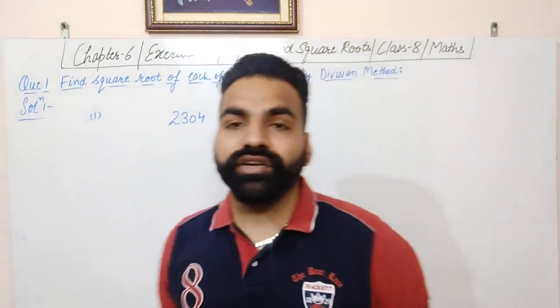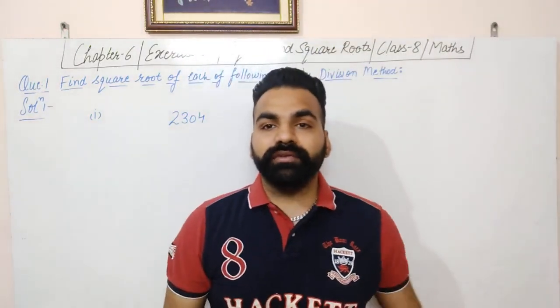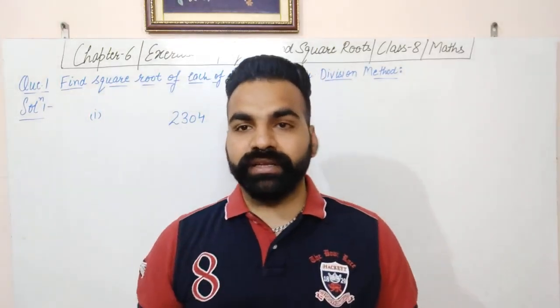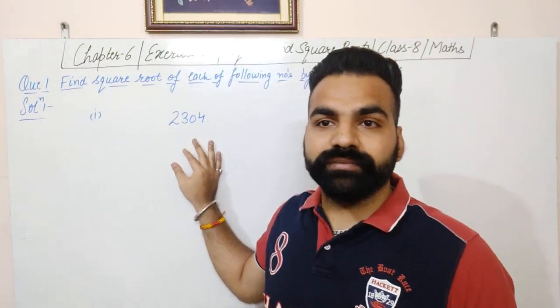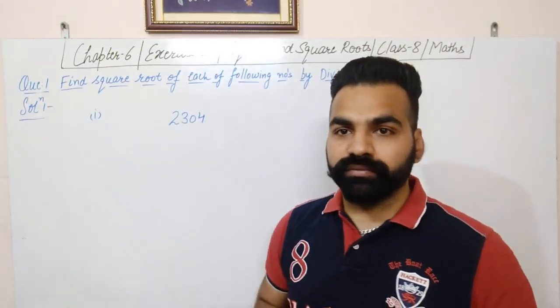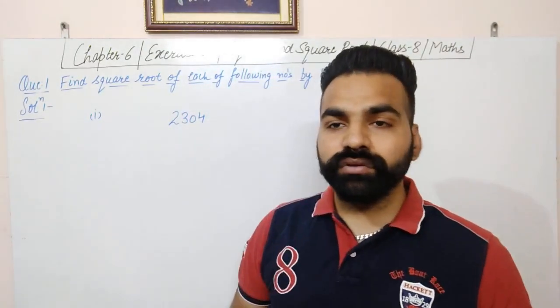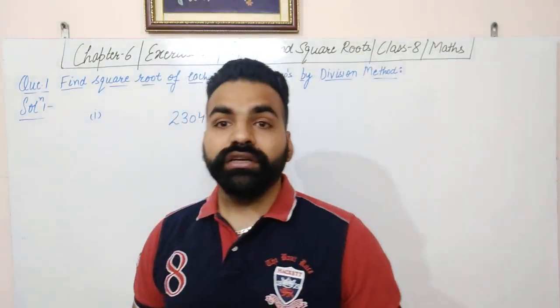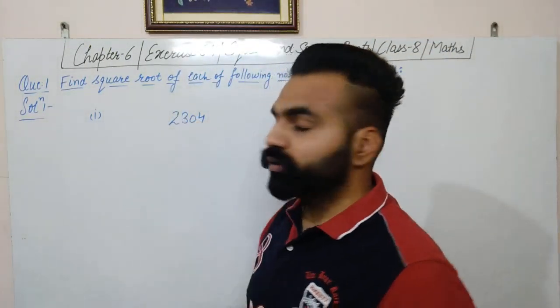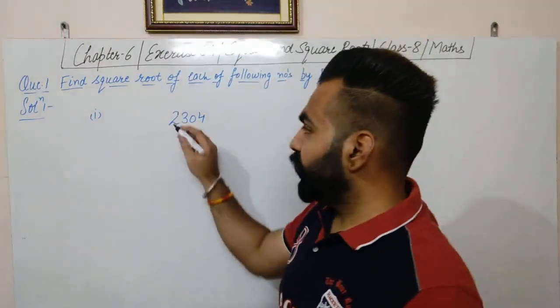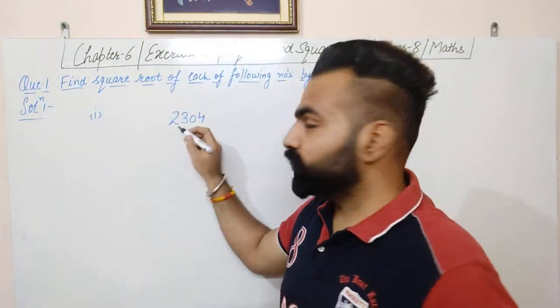In the last video we found the square root by the prime factorization method. Now we will study a new method, that is the division method, which is a much easier and shorter method in comparison to the prime factorization method. So what we have to do in this method: the number given here is 2304. We have to find the square root of 2304.